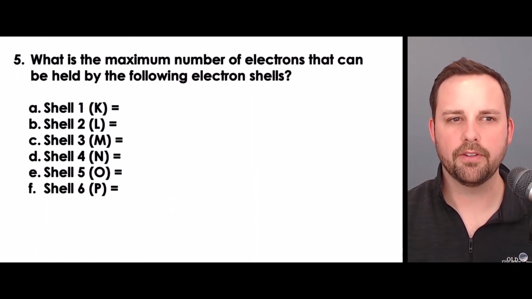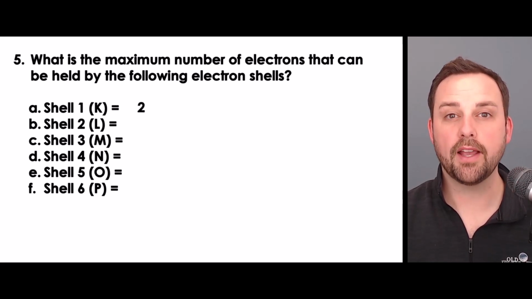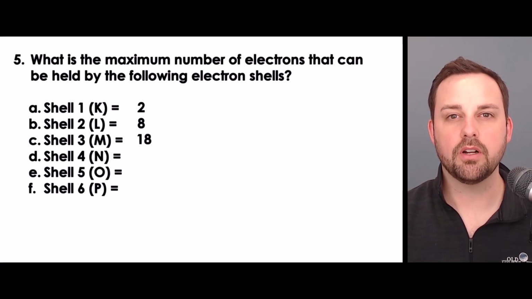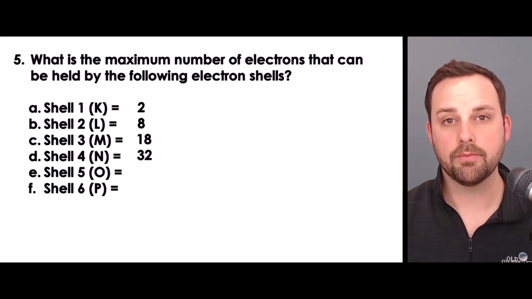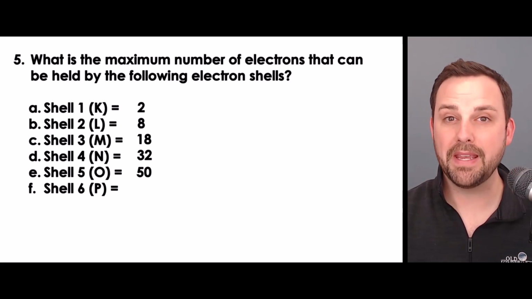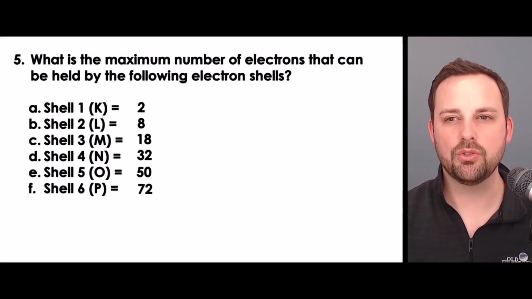Here's question number 5. What is the maximum number of electrons that can be held by the following electron shells? Shell number 1, sometimes called the K shell, can only hold a maximum of 2 electrons. Shell number 2, sometimes called the L shell, can hold a maximum of 8 electrons. Shell number 3, also called the M shell, can hold up to 18 electrons. Shell number 4, sometimes called the N shell, can hold up to 32 electrons. Shell number 5, also called the O shell, can hold up to 50 electrons. And shell number 6, also called the P shell, can hold up to 72 electrons.